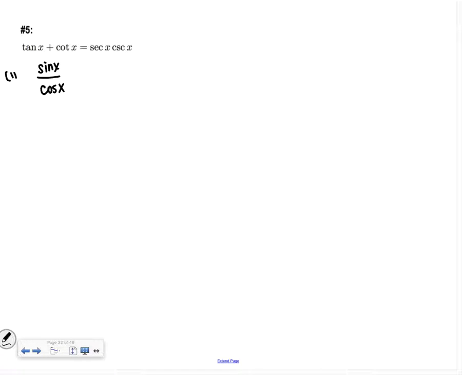So I'm going to rewrite my left-hand side as sine of x over cosine of x plus cosine of x over sine of x. So we just did one similar to this. We're going to try to combine, and let's go ahead and get common denominators. This one has a cosine of x and the other one has a sine of x. So let's get them to be the same and multiply by sine of x over sine of x and multiply by cosine of x over cosine of x.